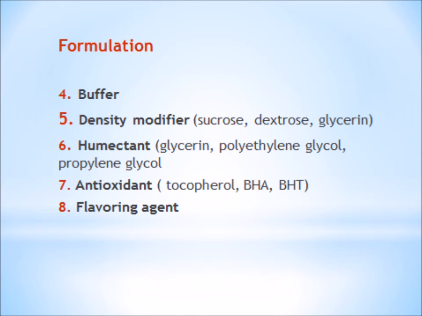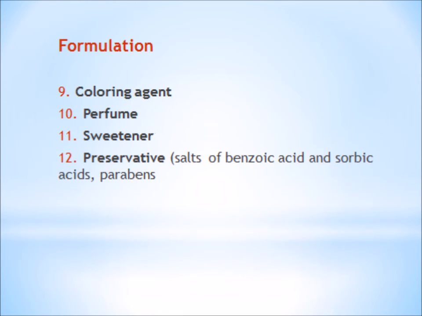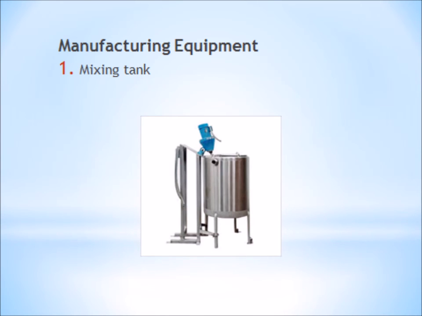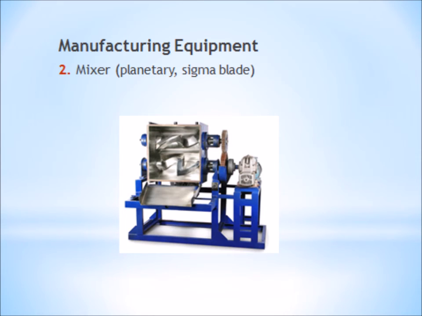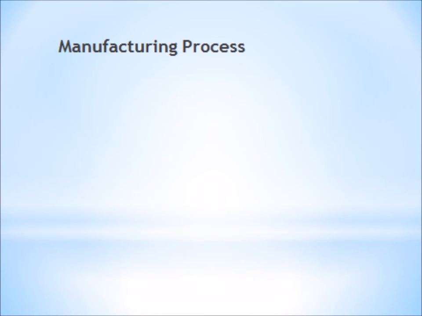Number 8, flavoring agent. Number 9, coloring agent. Number 10, perfume. Number 11, sweetener. Number 12, preservative. Example, salt of benzoic and sorbic acid and parabens. Manufacturing equipment. Number 1, mixing tank. Number 2, mixer. Number 3, colloid mill, and 4, homogenizer.